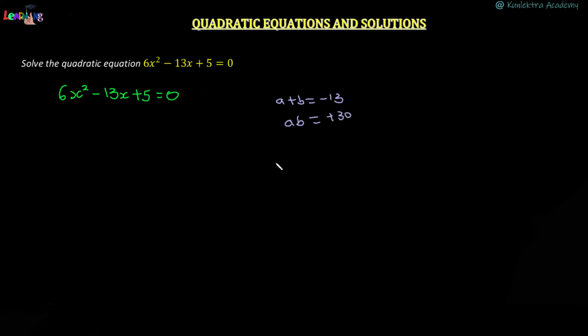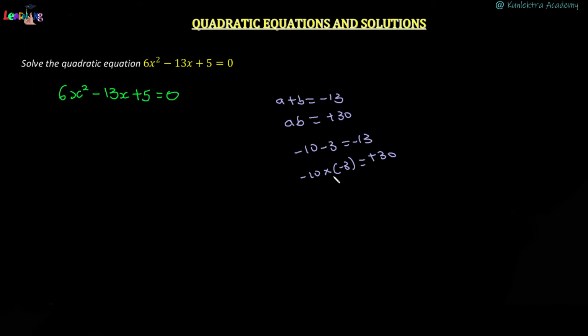Now let's look for the numbers. If you want to get these numbers, you use 30 as a major target. Find those factors of 30 that will give you those answers. Now looking at this, minus 10 minus 3 will give us minus 13, and minus 10 times minus 3 will give us what? Plus 30. How? Minus times minus is plus, 10 times 3 is 30. Now we've gotten our 2 numbers.